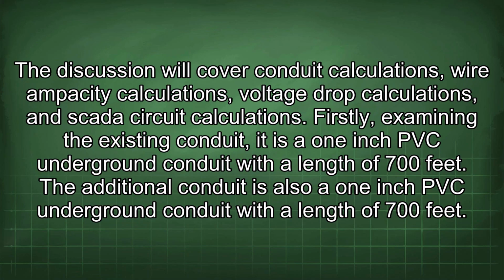The discussion will cover conduit calculations, wire ampacity calculations, voltage drop calculations, and SCADA circuit calculations. Firstly, examining the existing conduit. It is a 1-inch PVC underground conduit with a length of 700 feet. The additional conduit is also a 1-inch PVC underground conduit with a length of 700 feet.